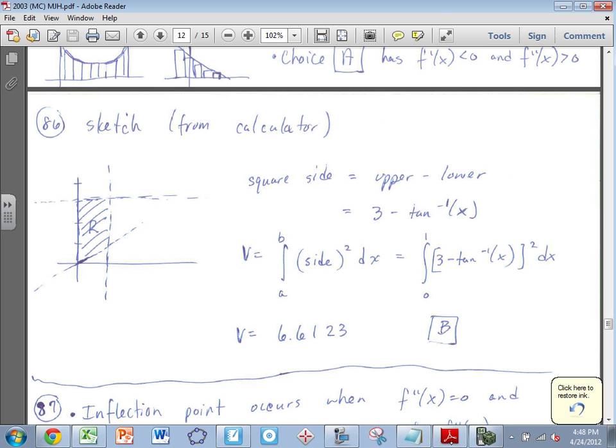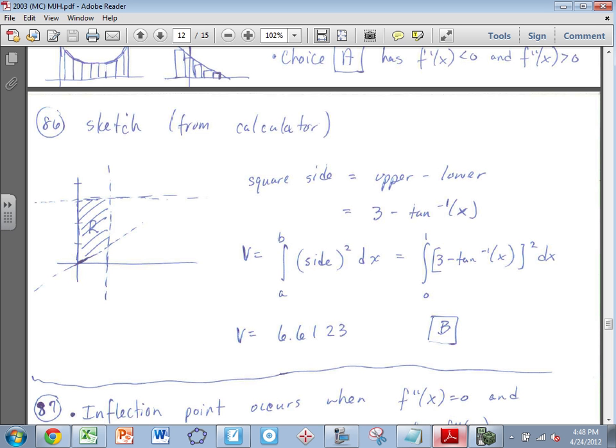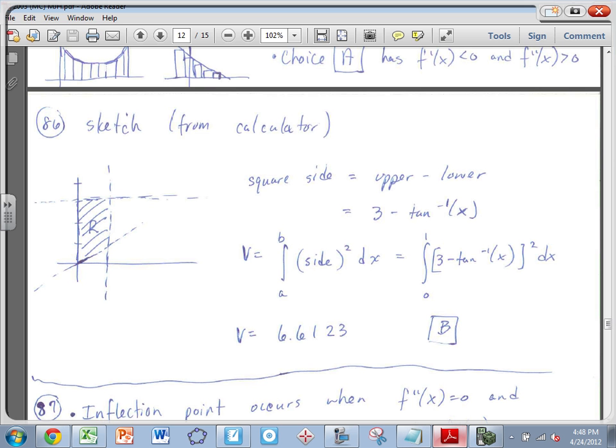So here's my region now. Next, it says, for the solid, each cross-section perpendicular to the x-axis. Perpendicular. So my cross-sections are coming out of the board, and they're going to be perpendicular to the x-axis, which tells me I'm going to be integrating along the x-axis here. So they're going to be squares, it says. So really, I've got a square coming out of the board like that. That's that square. Then on this part, I've got a bigger square coming out of the board like that.